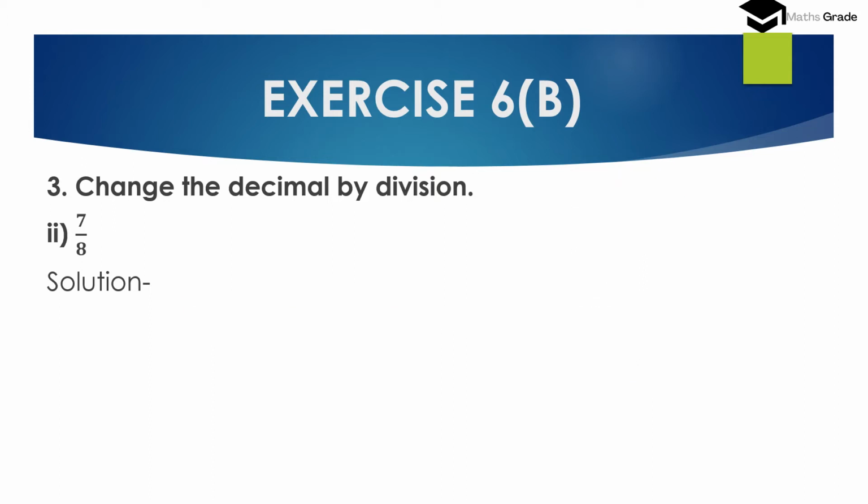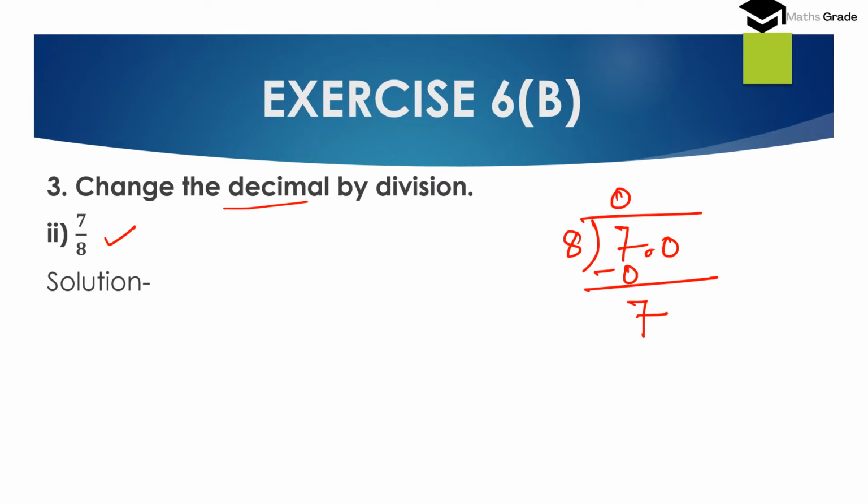Now second bit, 7 divided by 8. We have to convert this fraction 7 divided by 8 into decimal by the division method. So 7 divided by 8. We can write 7 as 7.0. We cannot divide 7 by 8, so 8 multiplied with 0 is 0. Now 7 minus 0 is 7. And take this 0 here. Now the decimal point, so put the decimal point here.